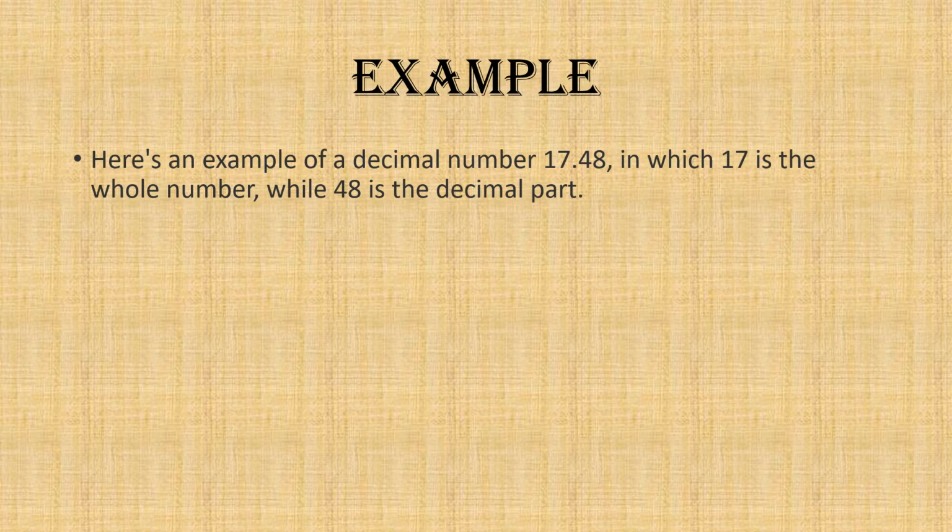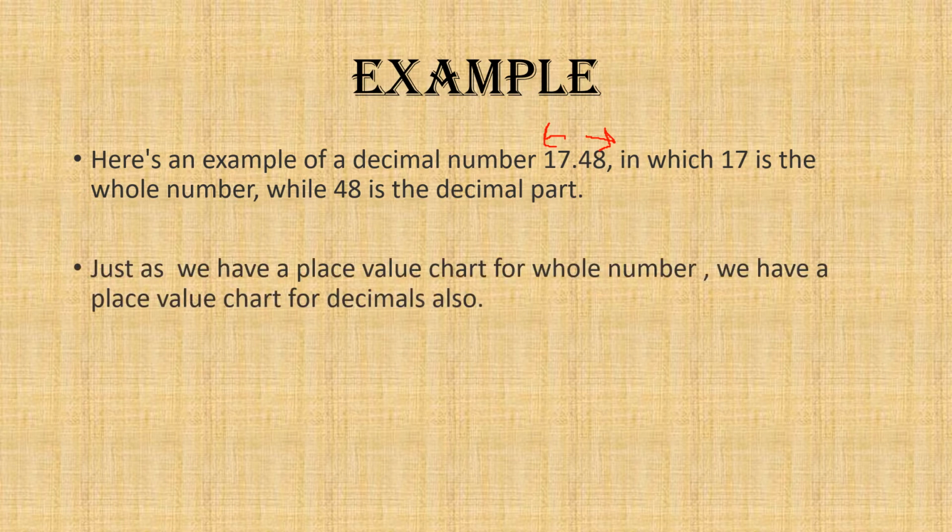Here is an example of a decimal number, 17.48, in which the number at the left side of the decimal point is the whole number and the number at the right side of the decimal point is the decimal part.